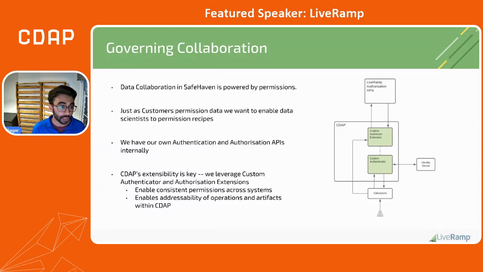So the place we're going is that we want to enable consistent permissions across the system, but also be able to determine who has addressability to what operations and artifacts within CDAP. As we go, the vision is that we can control which data scientist, which data engineer, which users in the platform have access to which artifacts in our marketplace. And that goes back to the idea that the more granular your collaboration can be, the more likely that people will actually collaborate.